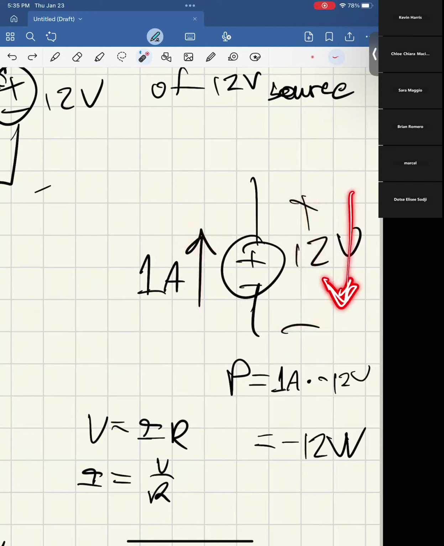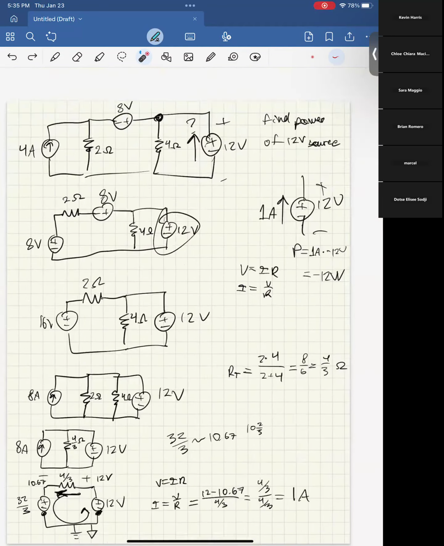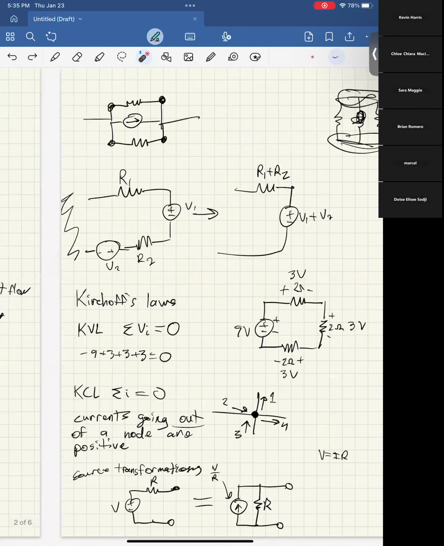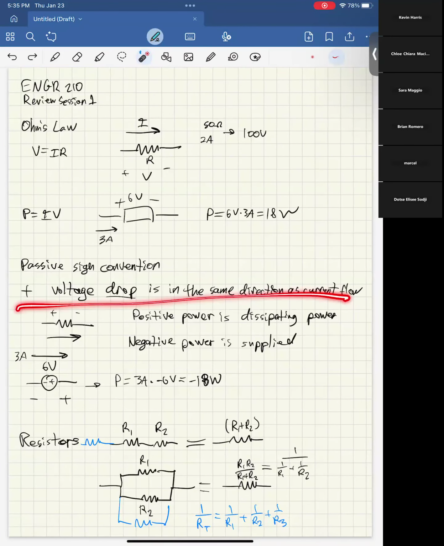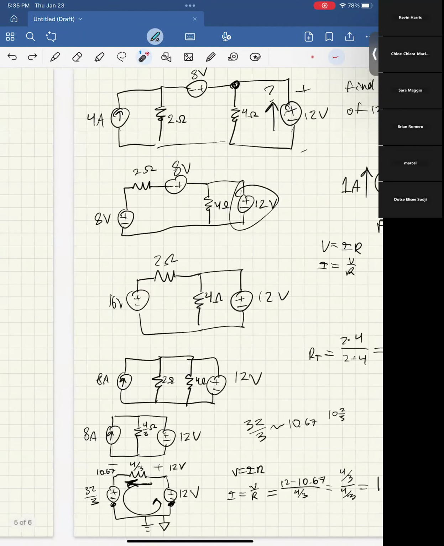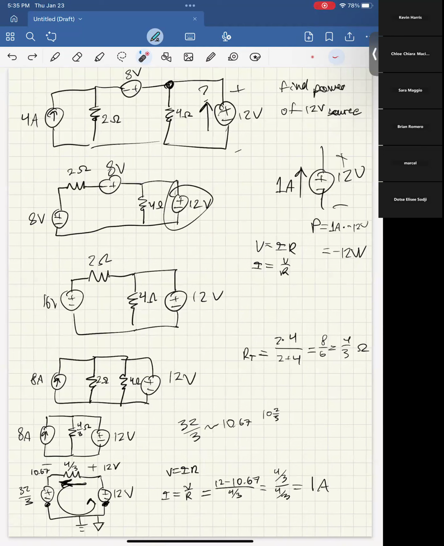This arrow here is just me drawing. This is not a real thing. But the voltage drop is going down while the current is going up. Again, if we look at that golden rule I said, if the voltage drop is in the same direction as current flow, then it's positive. Here, the voltage drop is in the opposite direction as current flow. The voltage drop is from top to bottom, but the current flow is from bottom to top, so we say it's negative. And so we say 1 amp, negative 12 volts, and 1 times negative 12 is just negative 12 watts.